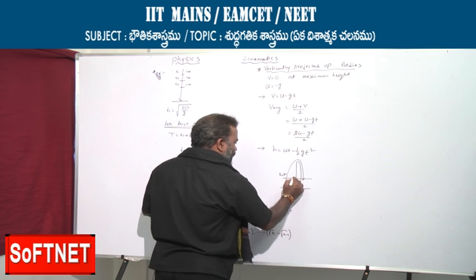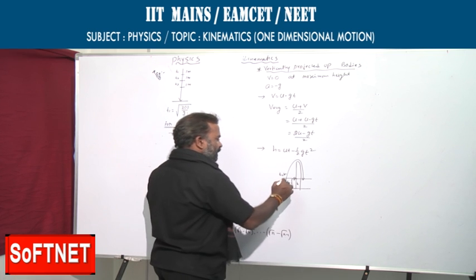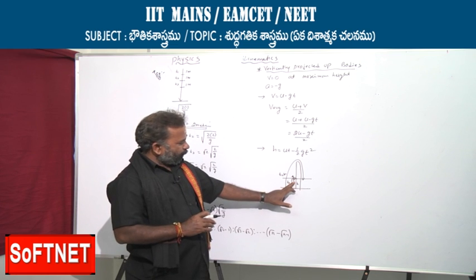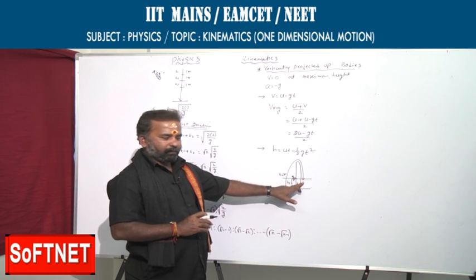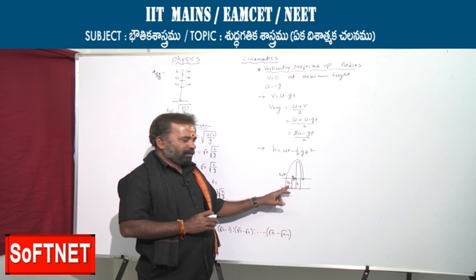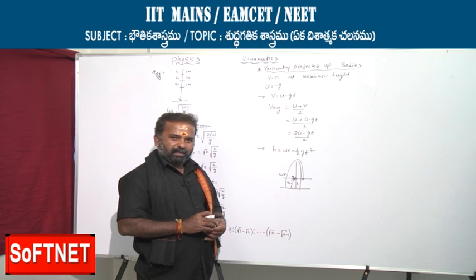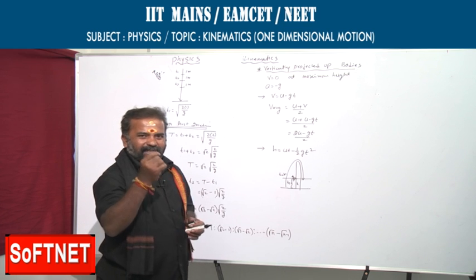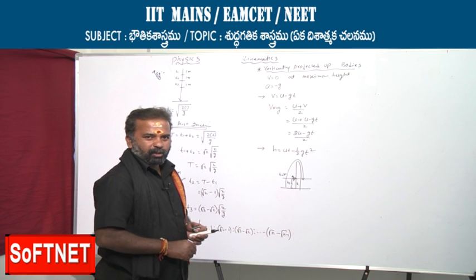The body will be at the same point P in upward motion as well as in downward motion. While going up, it will cross the point P. While coming down, again it will cross the point P. While going up, it is crossing the point P in t1 seconds. In the return journey, it is crossing the point P at t2 seconds. That means a vertically projected up body will be at the same level twice in its total motion.